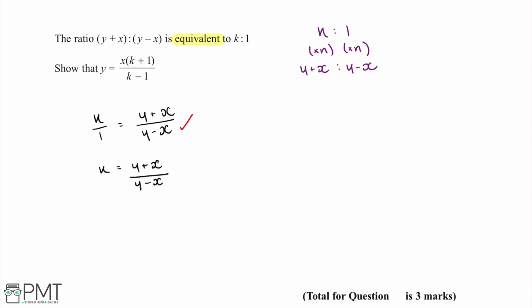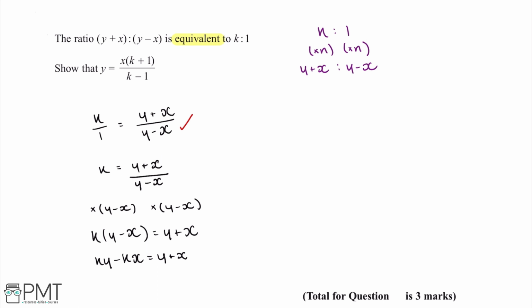So the next thing we can do is get rid of this fraction on the right hand side of the equation by multiplying both sides by y minus x, which gives us k multiplied by y minus x is equal to y plus x. Next we can expand out these brackets. So ky minus kx equals y plus x.